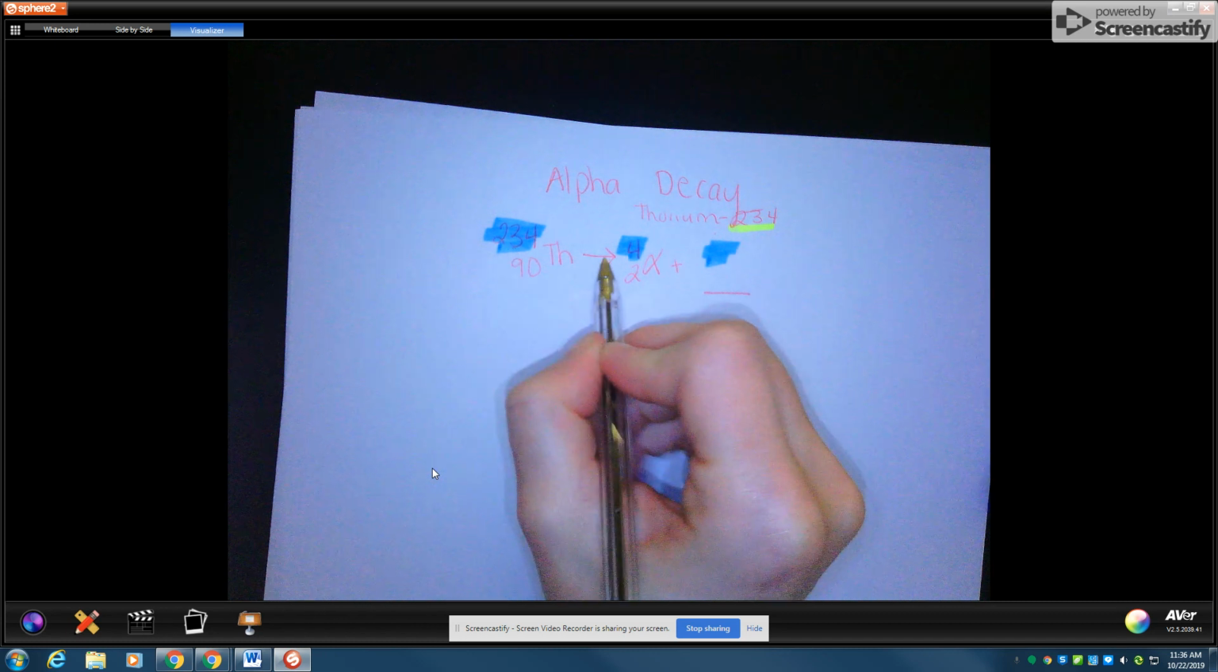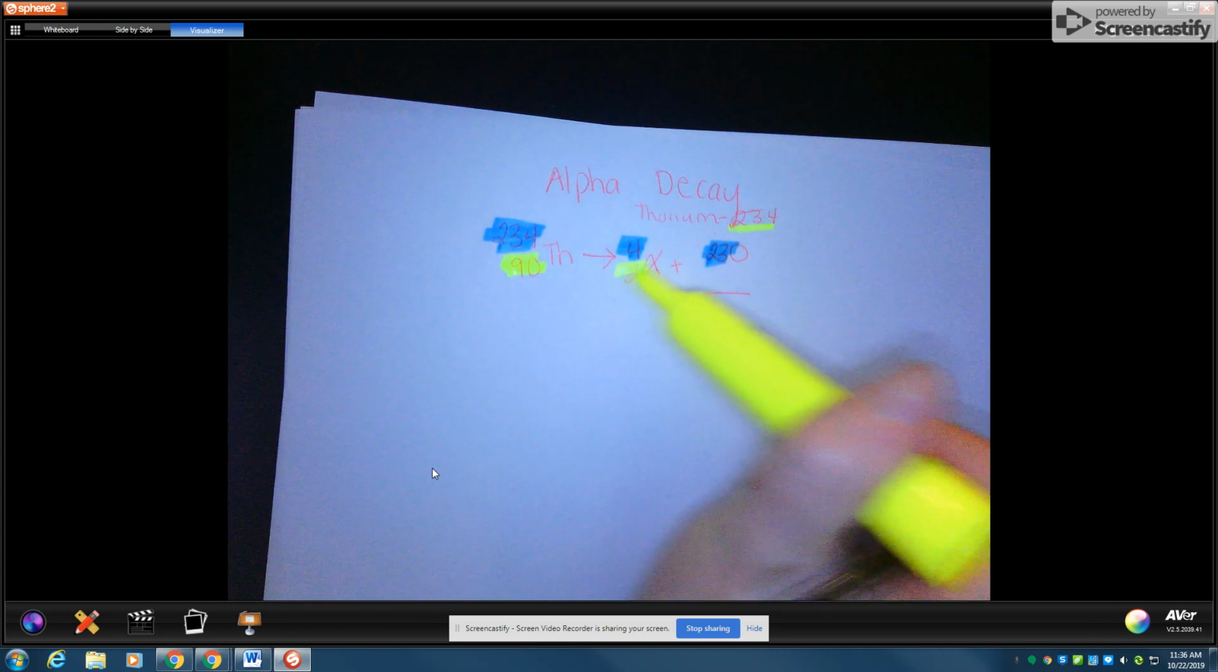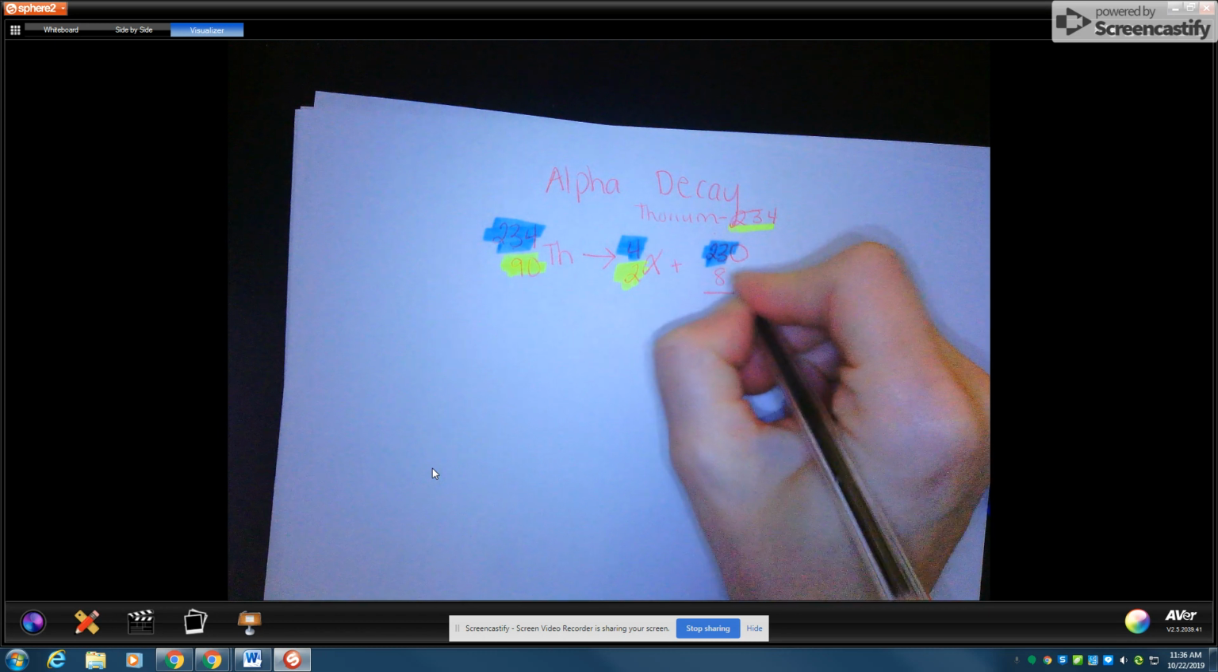234 equals 4 plus some number. So that's going to be 230. Then your bottom numbers, 90 equals 2 plus some number. This will be 88. And then you can check yourself. 230 plus 4 is 234. 88 plus 2 is 90. 88 is the atomic number for radon.